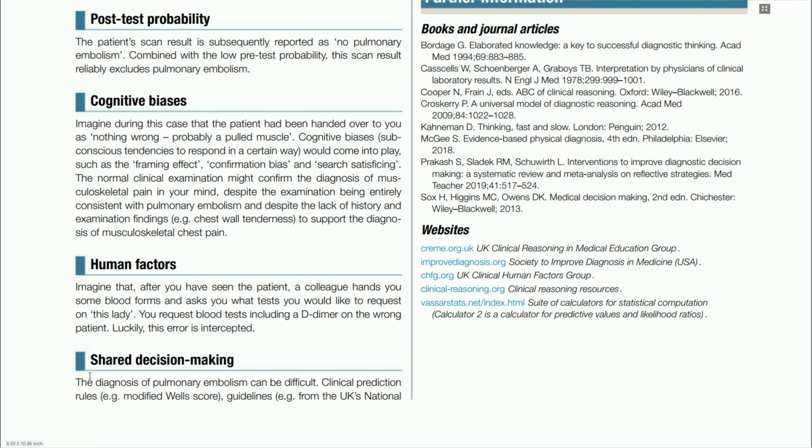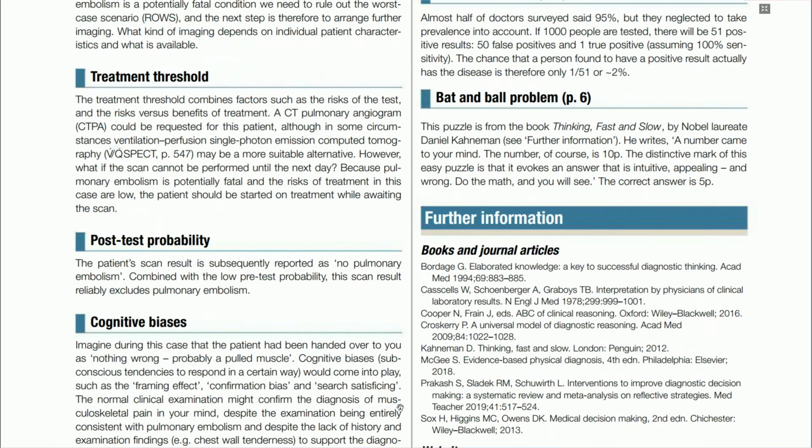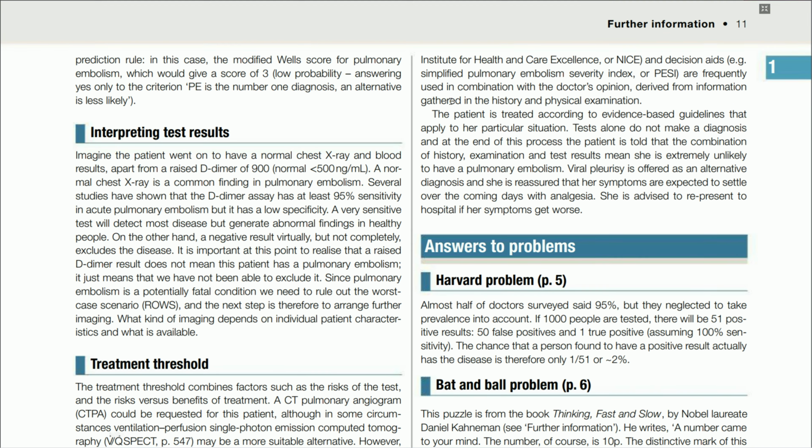Shared decision making. The diagnosis of pulmonary embolism can be difficult. Clinical prediction rules, example, modified Wells score, guidelines, example from the UK National Institute for Health and Care Excellence or NICE, and decision aids, example, simplified pulmonary embolism severity index or PESI, are frequently used in combination with the doctor's opinion derived from information gathered in the history and physical examination.